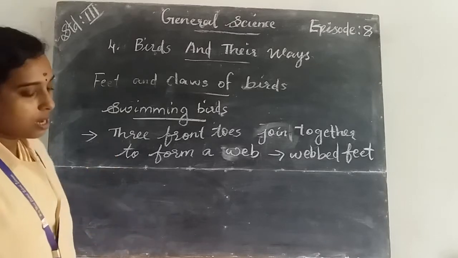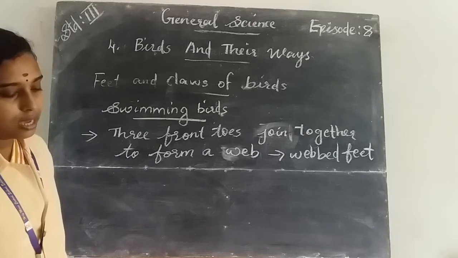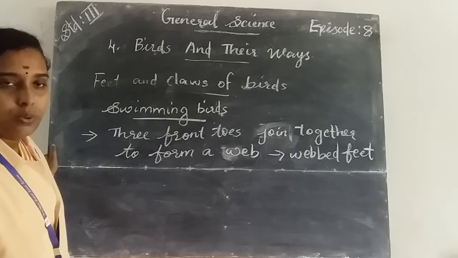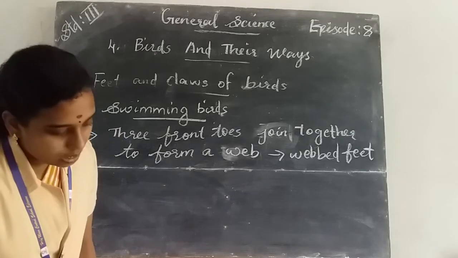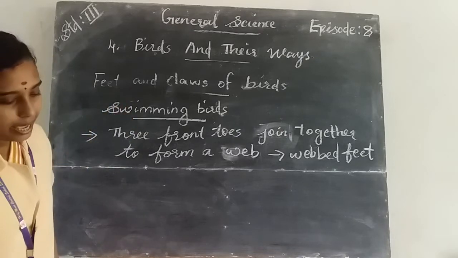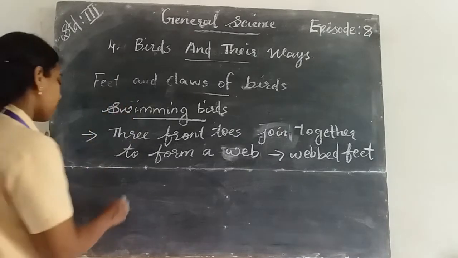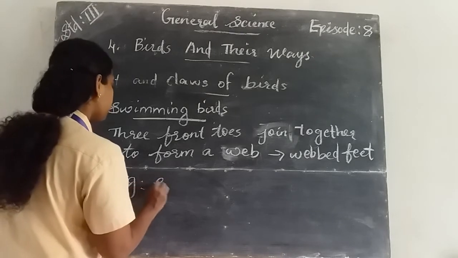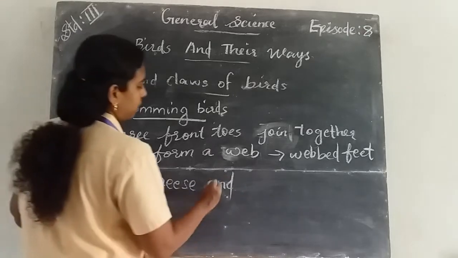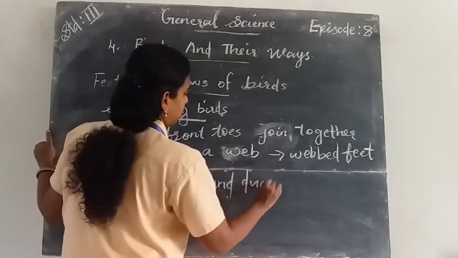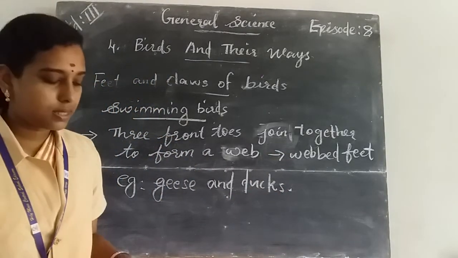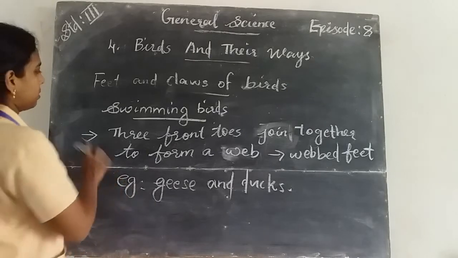Examples of swimming birds are duck and geese. Duck and geese are swimming birds, and they use their webbed feet to swim on the water. So the webbed feet of a swimming bird help them to swim. Examples of swimming birds are geese and ducks. And the next one is praying birds.